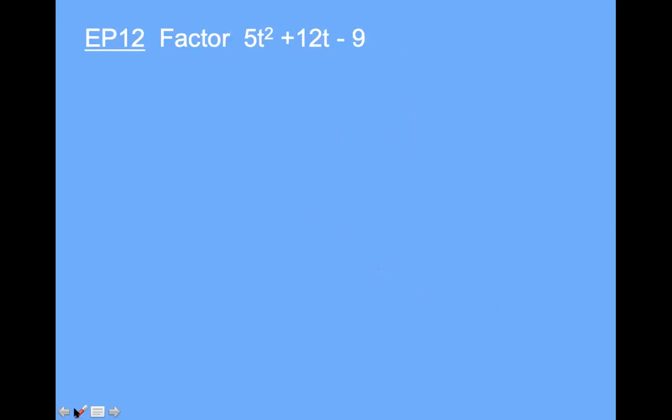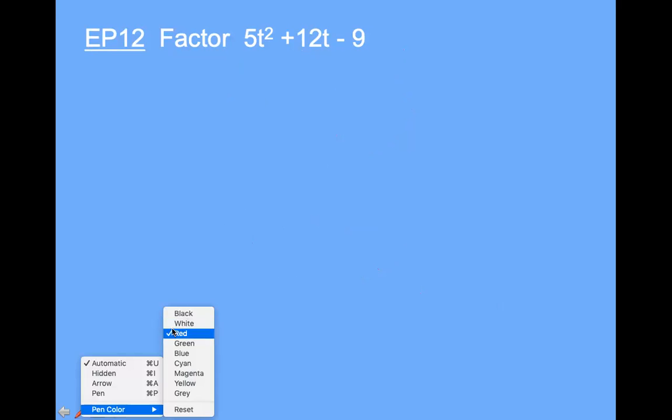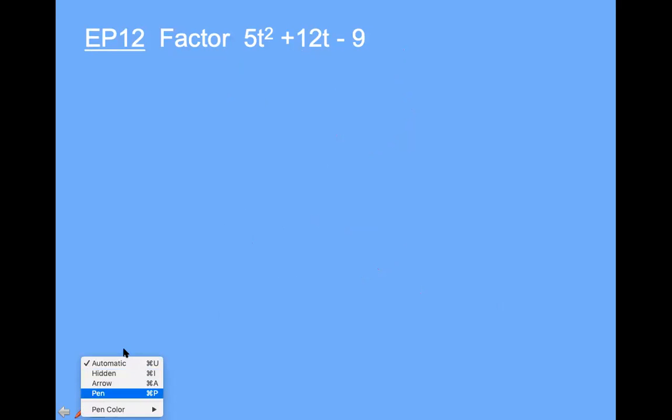All right, this is extra practice problem number 12. This one doesn't look so bad this time. We don't have a whole lot of options for 5, namely 1 and 5. But 9, again, remember we have 1 and 9, or 3 and 3. And we're trying to come up with a middle term of 12 this time. So I'm going to make my parentheses. I like to put the bigger number first, so I'm going to put 5t and then t.